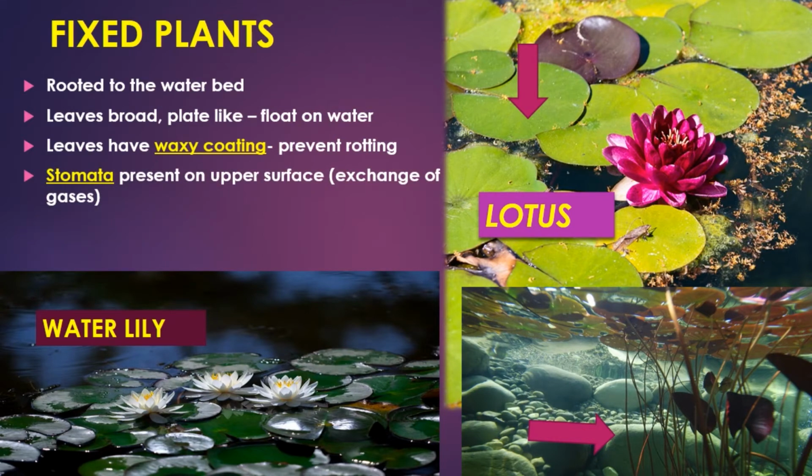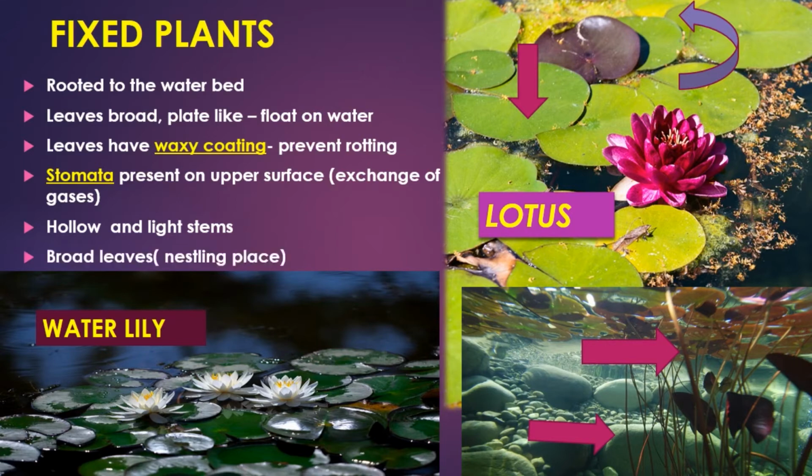Now the stomata are present on the upper surface of the leaves. These stomata help in the exchange of gases. When you see the stems, they are hollow and light. These hollow and light stems help them to float on the water. Now the leaves are broad, which provide a large space. Hence it becomes a nesting place for the tiny birds.